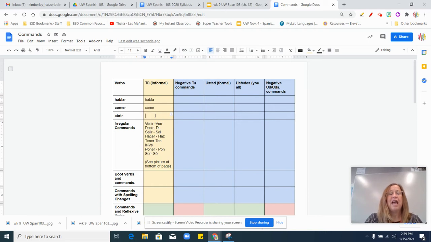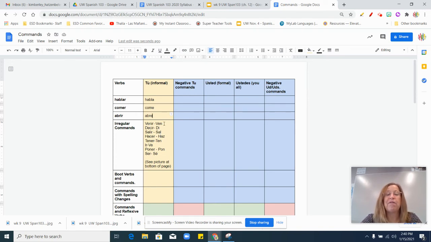Take off the S. And for IR verbs, open, abrir, becomes abre. So you just take off the S. So it's the regular present tense endings for the tú form without the S. That's it. There's a handful of irregular verbs in the tú form, and this is them.